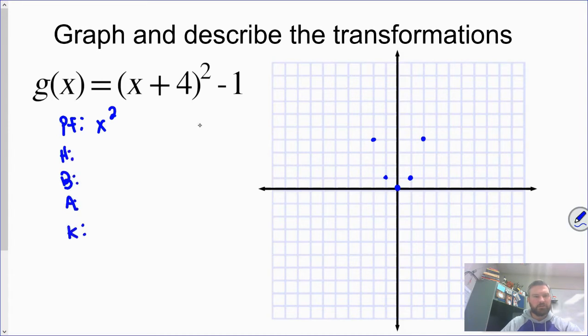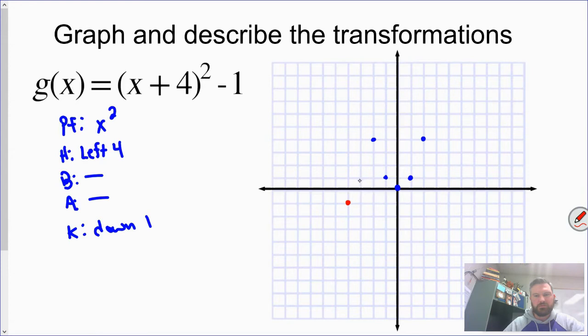So h is this number in here. So h in the equation goes left and right. Negative right, positive left. So this one is going left 4. There is no b, there is no a, and then the minus 1 goes down 1. So if I take these 5 points here, I'm going to go left 4, 1, 2, 3, 4, and down 1. There's that.